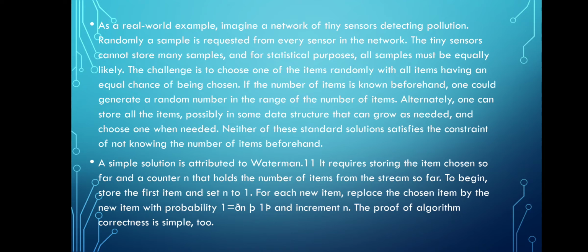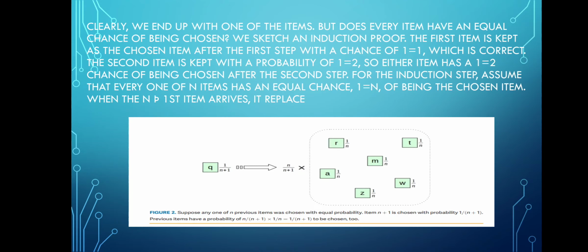For each new item n, replace the chosen item by the new item with probability 1/n, and increment n. The proof of algorithm correctness is simple too. Clearly, we end up with one of the items, but does every item have an equal chance of being chosen? We sketch an induction proof.